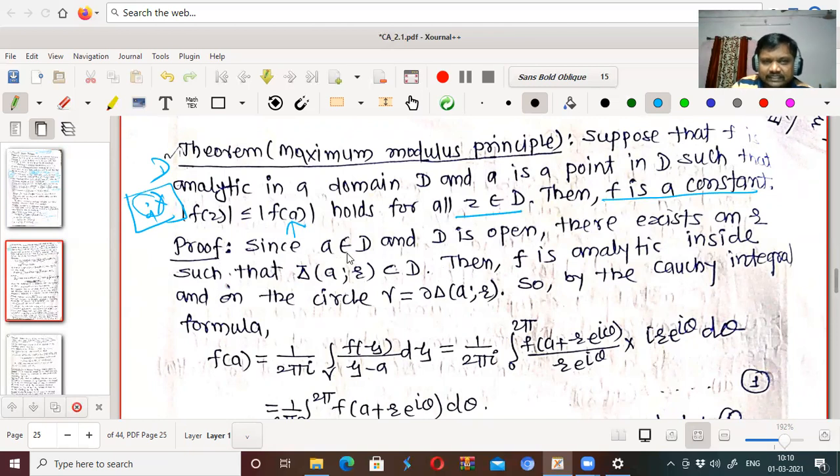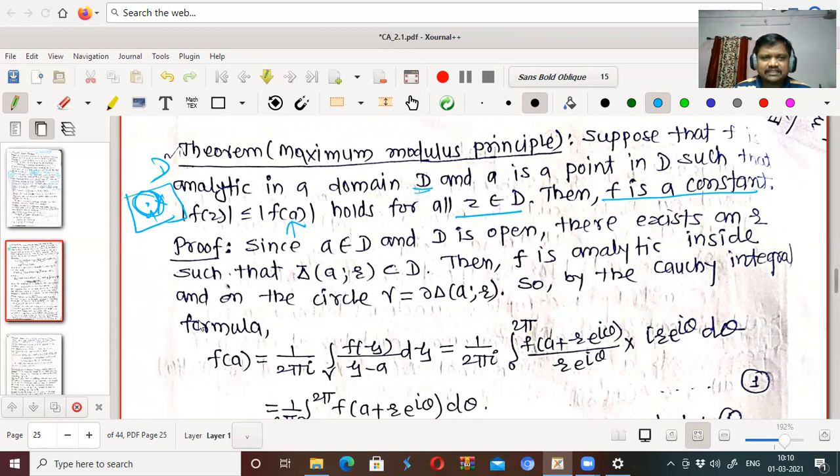Proof. Since A is in D, and D is the domain, which is a connected and open set, D is open. So there exists an R such that a closed disk having center A and radius R must be in D. As D is an open set and A belongs to D, we can find a delta such that we can find a disk having some radius R which is contained in D.